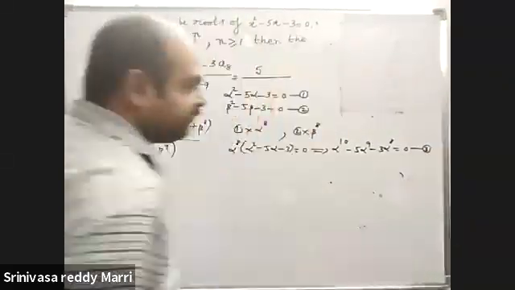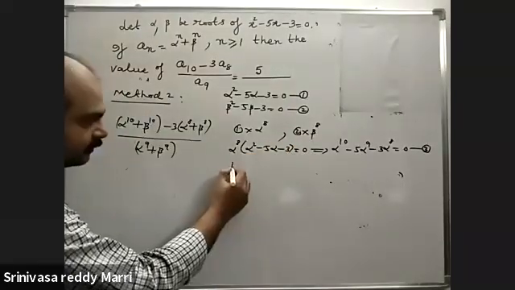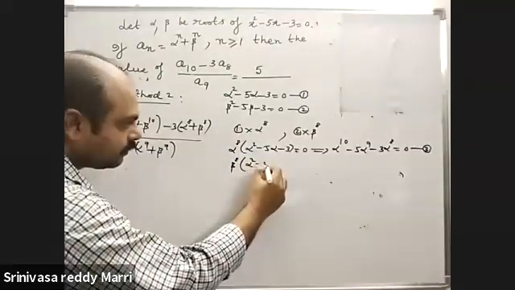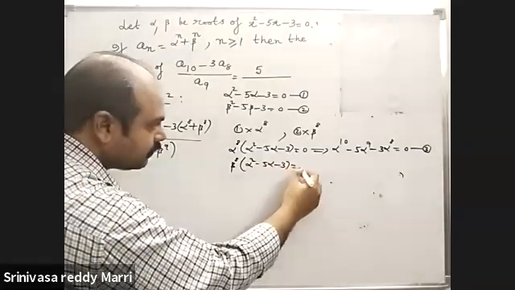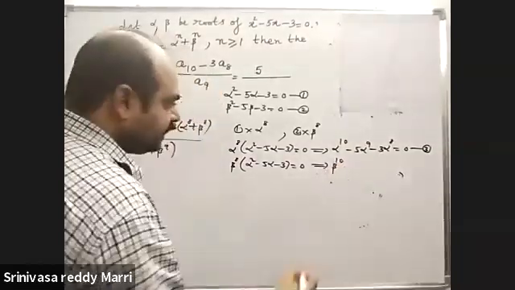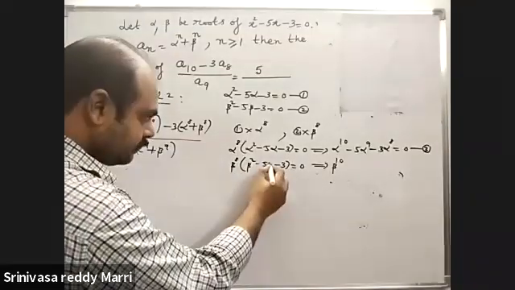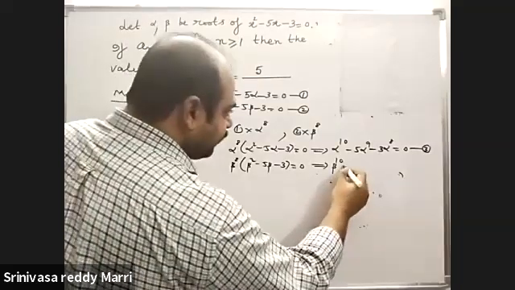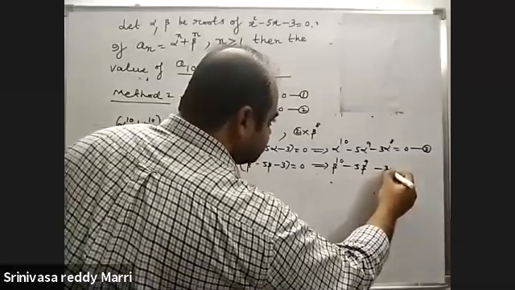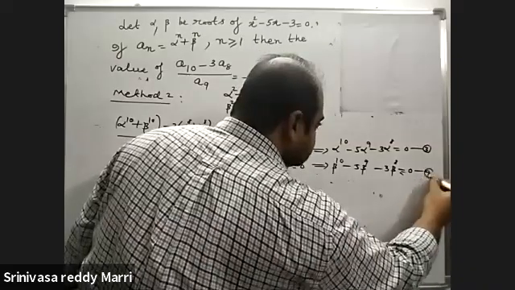After multiplying, you got the equation. Let us say that is third equation. Similarly multiply with beta to the power 8. That implies beta to the power 10 minus 5 beta to the power 9 minus 3 beta to the power 8 equal to 0. Let us say this is fourth equation.